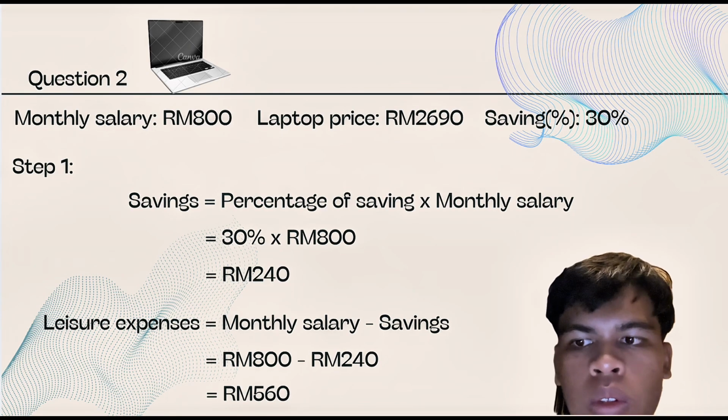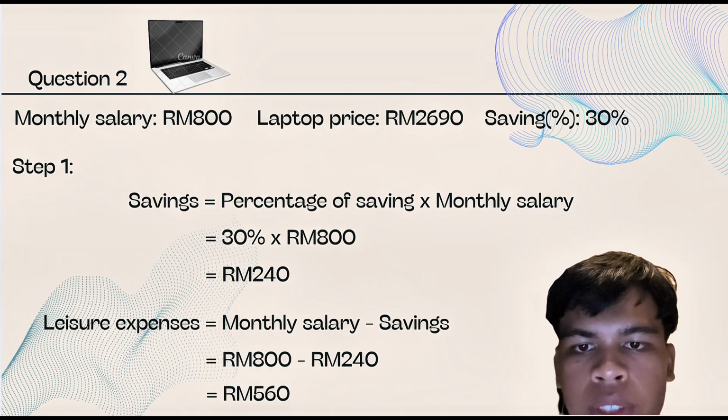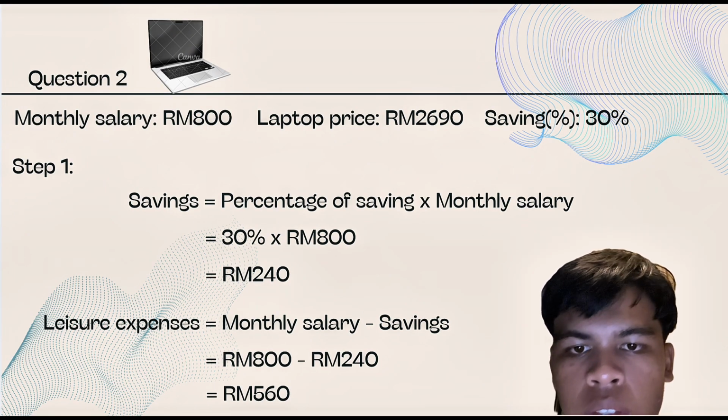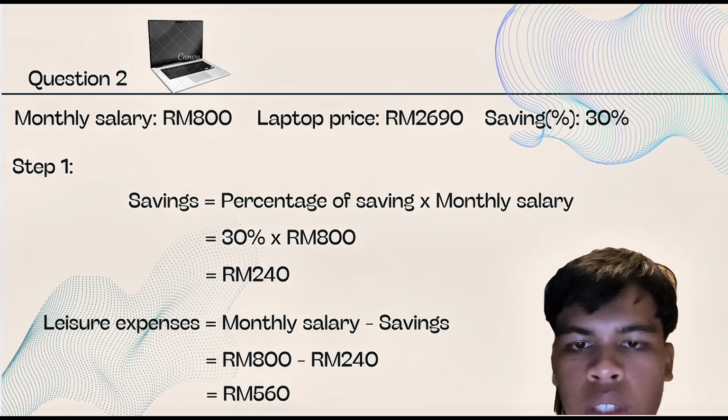For question 2, we have been given information about monthly salary, laptop price and saving. So for step 1, we want to find the amount of saving and leisure expenses. By using the formula of amount of saving that has been given, the answer should be 240 ringgit. Also for the leisure expenses, we will use the formula given and the answer should be 560 ringgit.